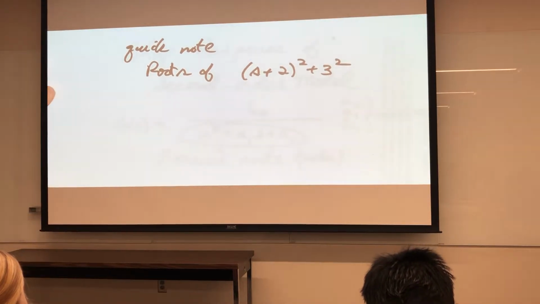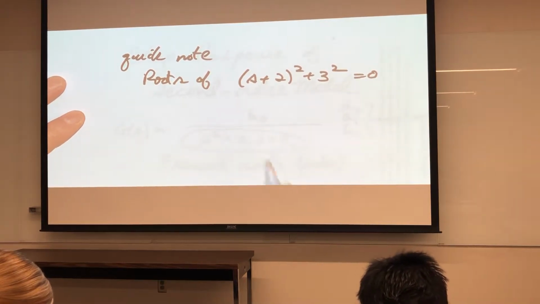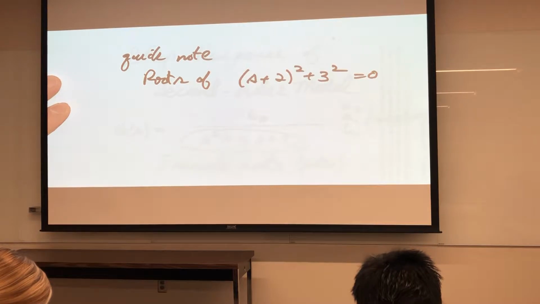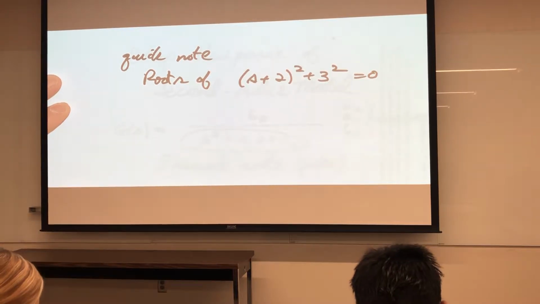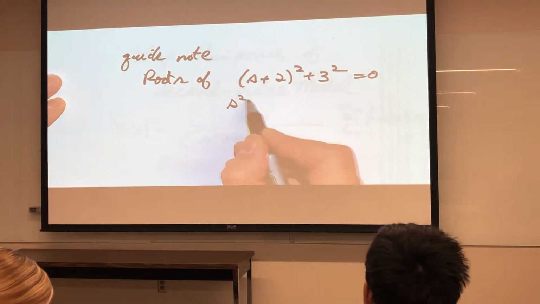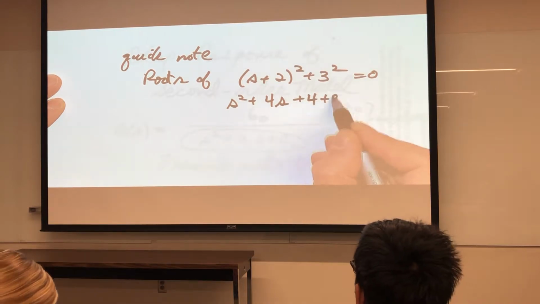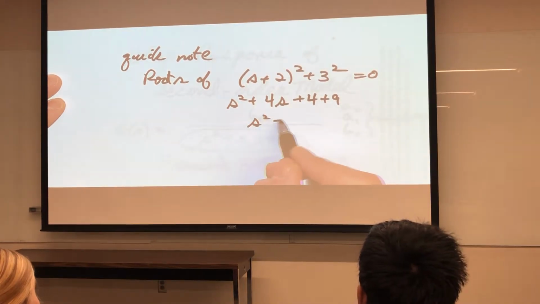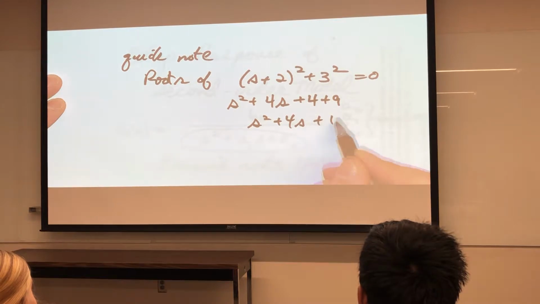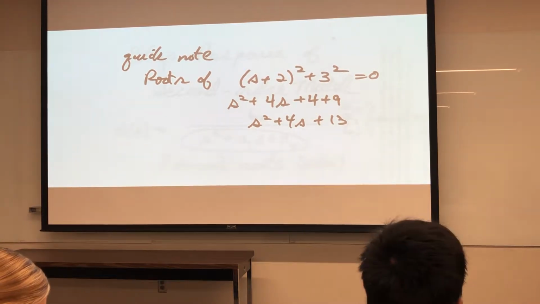Okay, that's s plus 2 quantity squared plus 3 squared. I want to find the roots of that. In other words, the number s that makes that equal to 0. You could multiply it out, and you can say, well, this is the same thing as s squared plus 4s plus 4 plus 9, or that's s squared plus 4s plus 13, and then use the quadratic formula. Okay, go down that path.